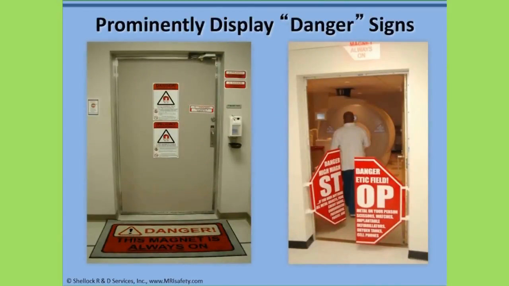Here are some examples of signs that are often used in and around the scanner rooms. Proper signage should clearly state, "Danger, this magnet is always on." These signs may also include additional warnings about medical implants and other objects that may pose hazards to the patients and individuals entering the MRI environment.